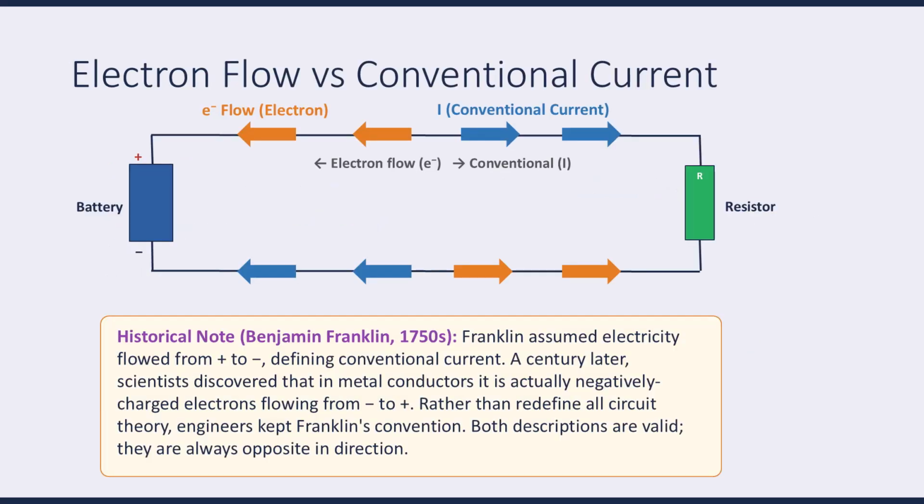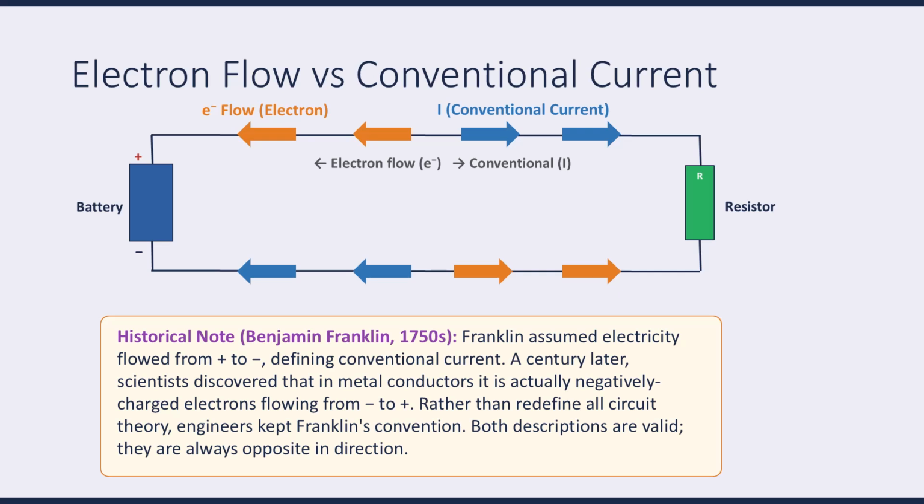And now we come to a question that confuses almost every engineering student at the start. Which direction does current actually flow? In a circuit, conventional current I is shown flowing from the positive terminal through the external circuit to the negative terminal. But in a metal conductor, the particles that actually move are electrons, negatively charged, and they flow from negative terminal toward the positive terminal. That is the opposite direction.